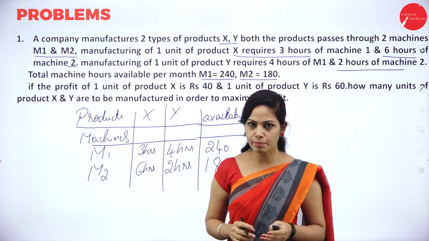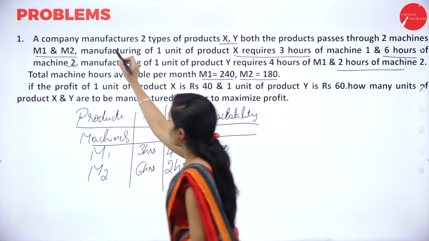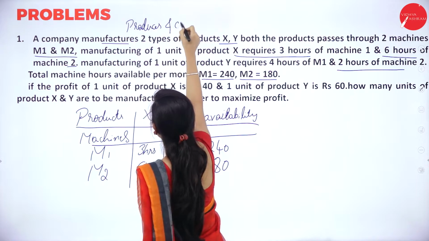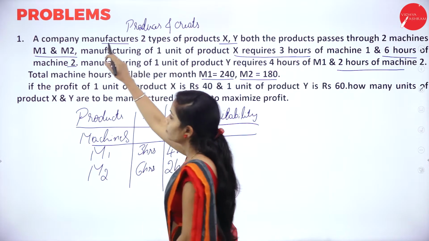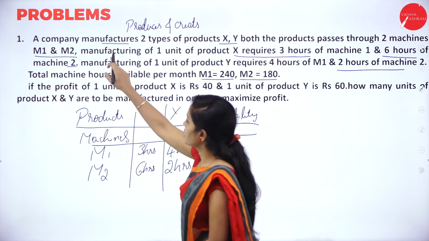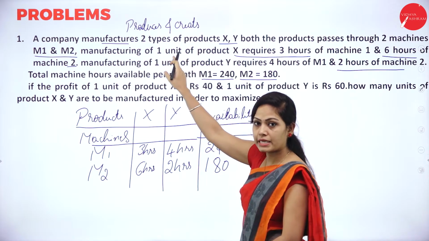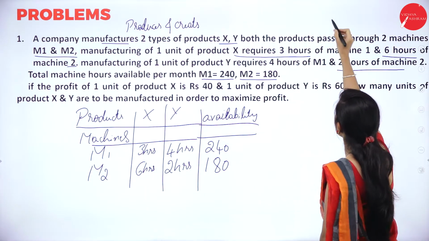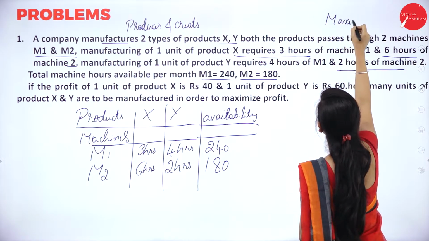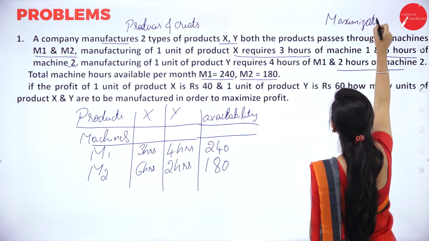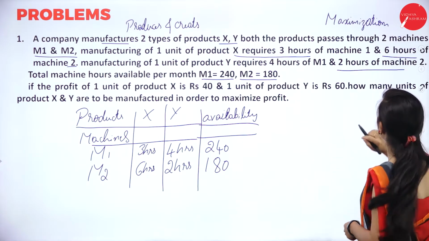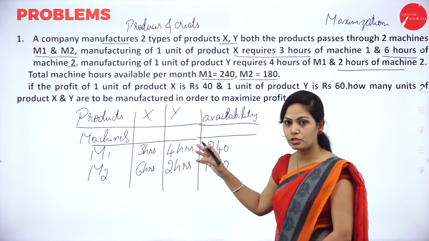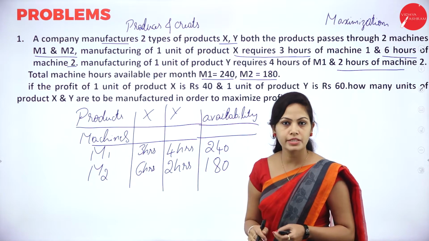Then, if you have a problem, we have to see the keywords manufactures, produces and creates. If you get this type of keywords in your question, it is a maximization problem. So the problem is on maximization. First you have to see the keywords. If it is manufactures or produces, you can directly write the maximization problem.